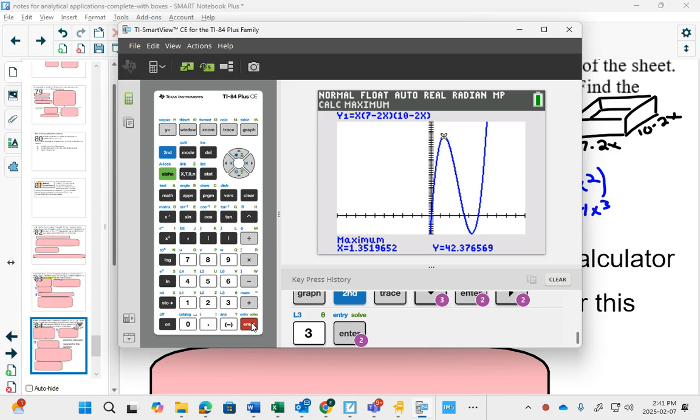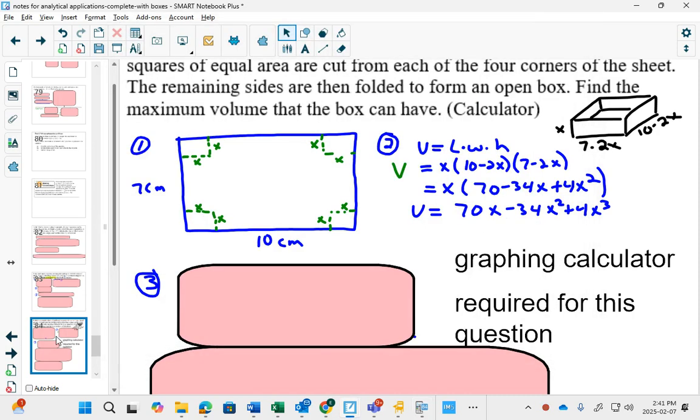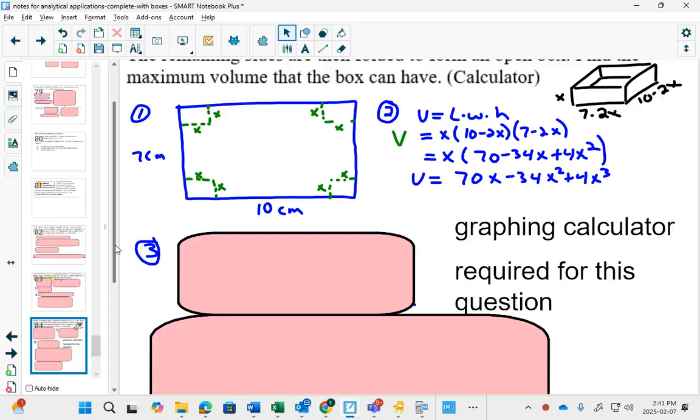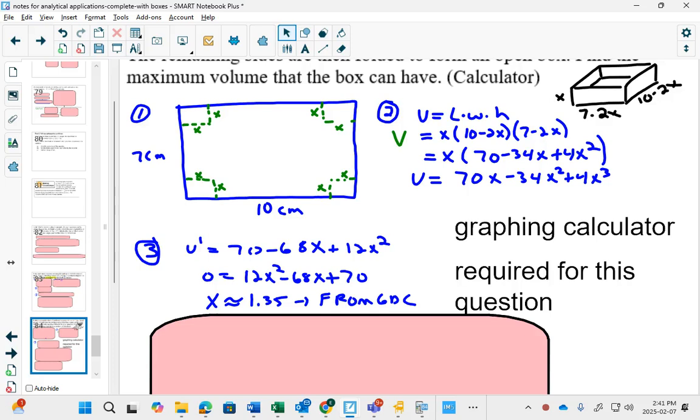So we know that the maximum is at 1.35 and the value is 42.4. So if this was a calculator question, that would be the fastest way to do it. And we want to be fast so that we're not wasting time on our exam wherever possible. However, if it was asking you to show the steps in optimization, you would take your derivative and make it equal to 0.